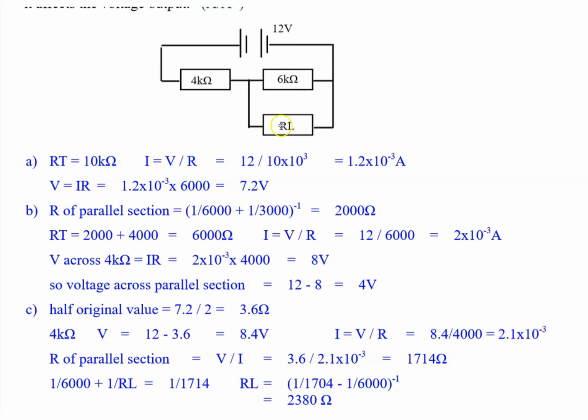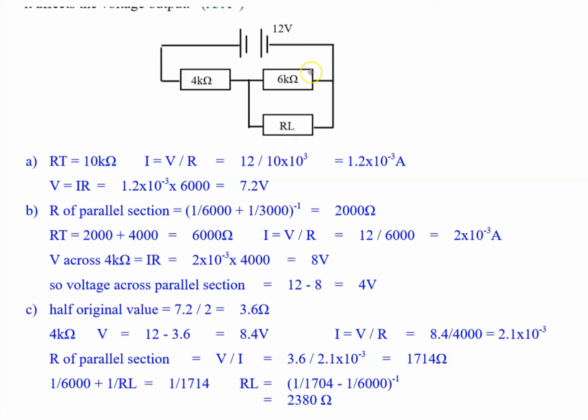And then I can find the resistance of the parallel section in total. Because if I just imagine that these two are acting as one resistor, that might help us visualize it. Because I know the voltage across the parallel section is 3.6. And I know that the total current through that parallel section is 2.1 milliamps. So V over I gives 1714, the total resistance of the parallel section.